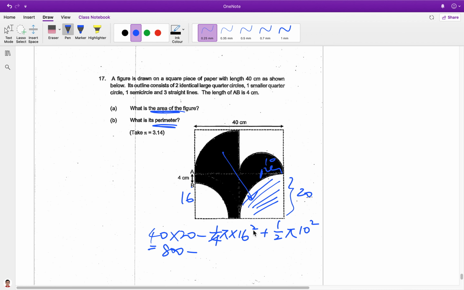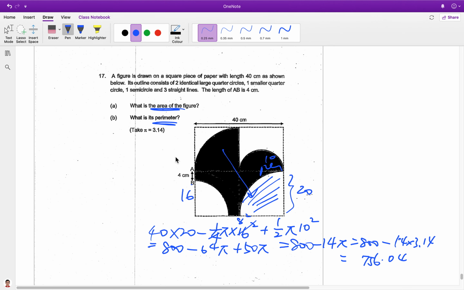So this is 2 squared, cross this one will be 8 squared. It's 64 pi plus 100, that's 50 pi, which equals 800 minus 14 pi, right? So 800 minus 14 times 3.14. This one gives 756.04.